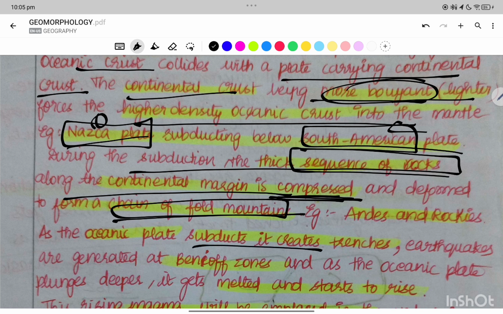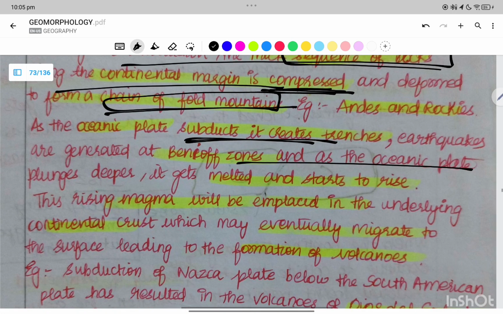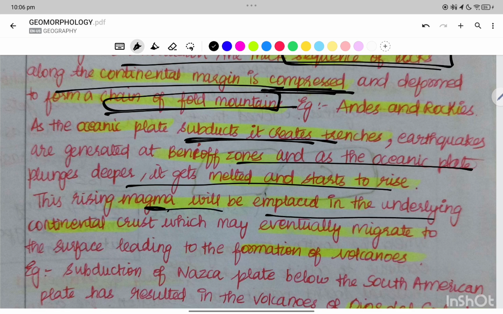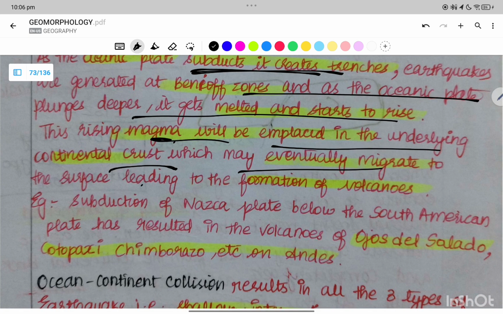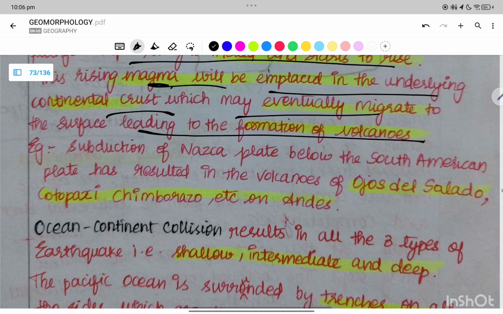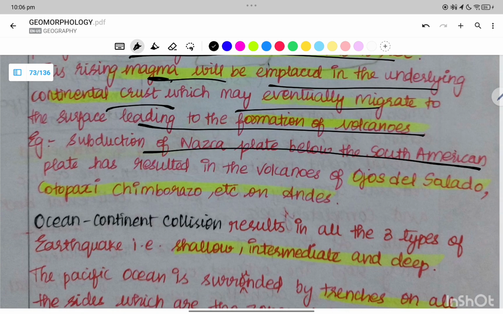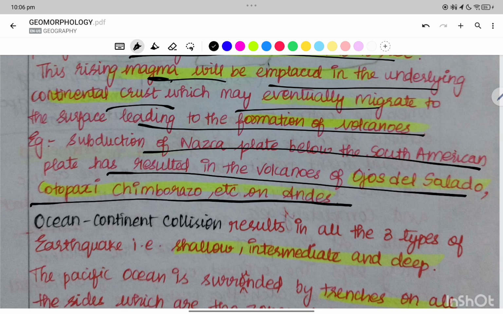As the oceanic plate subducts, it creates the trenches. Earthquakes are generated at Benioff zones. As the oceanic plate plunges deep, it gets melted and starts to rise. This rising magma will be emplaced in the underlying continental crust, which may eventually migrate to the surface, leading to the formation of volcanoes. Subduction of the Nazca plate below the South American plate resulted in the volcanoes of the Ojos del Salado, Cotopaxi, Chimborazo, etc.